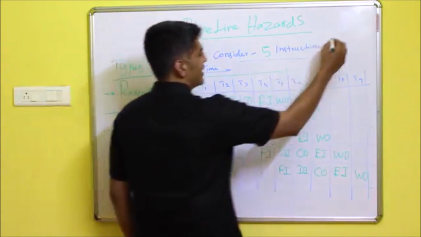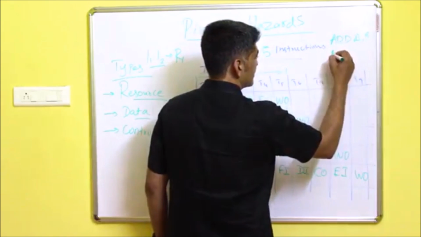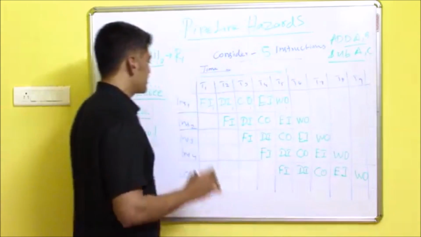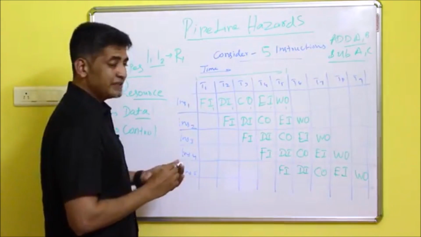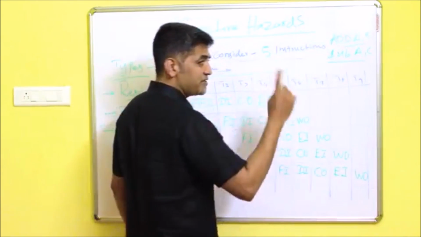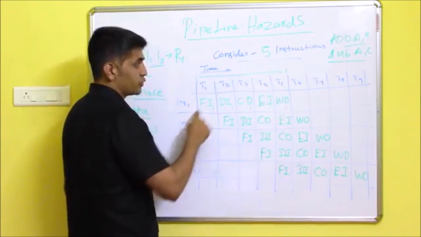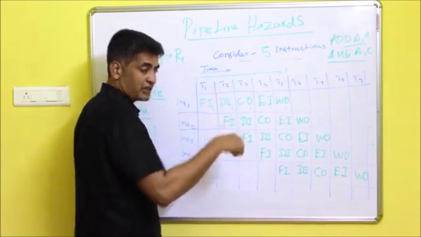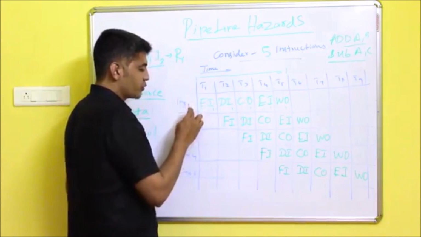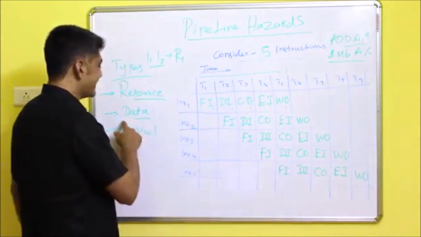Consider add A comma B and sub A comma C. If these two are instruction 1 and 2, when will the data be released by the first instruction, that is A? A's data will be released only after T5 seconds, but instruction 2, the subtraction instruction, may request the data at the time of T2. So this is the complexity related to instruction 1 and 2 regarding the data point. This is called data hazard.